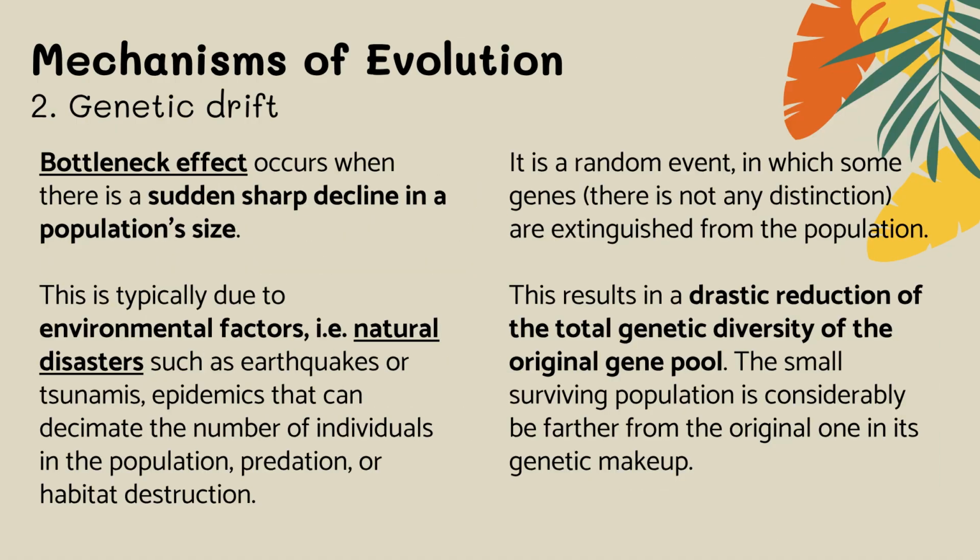A bottleneck occurs when a population suddenly becomes very small due to events like natural disasters, disease outbreaks, or habitat destruction. The surviving individuals are a random sample of the original population. As a result, many alleles are lost.